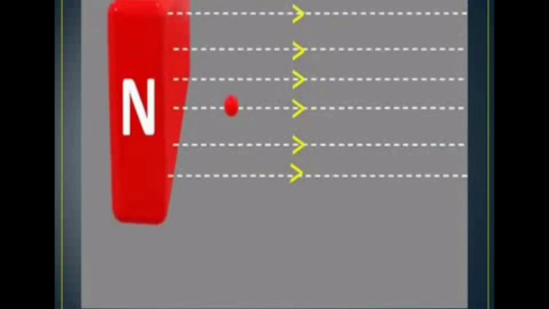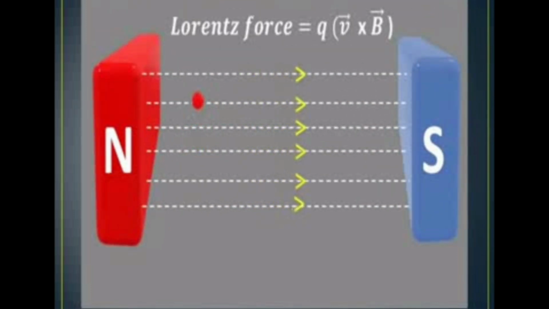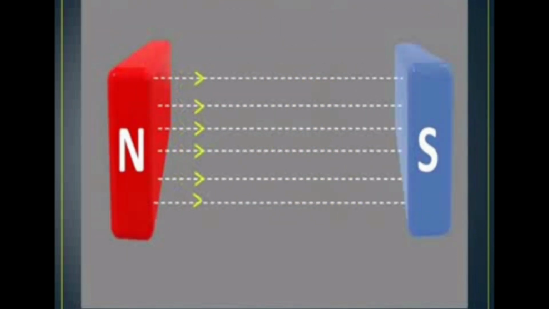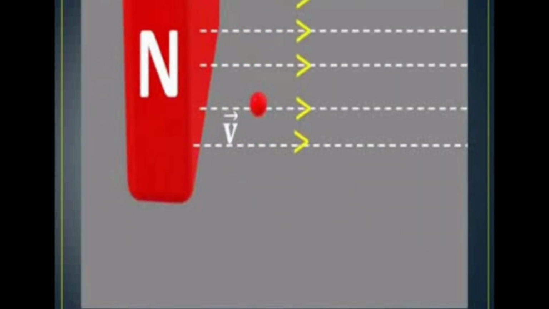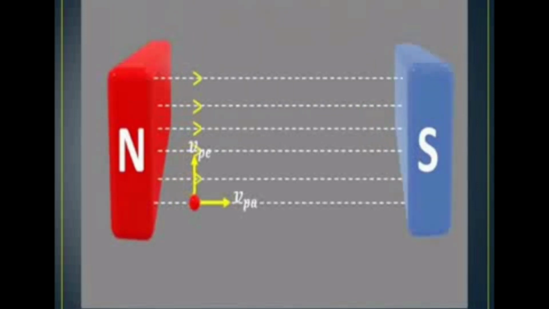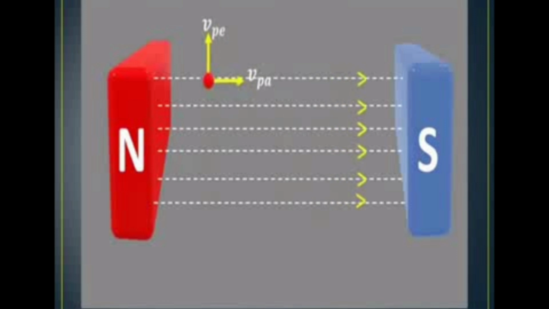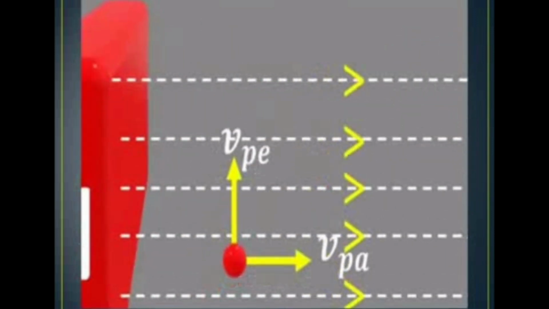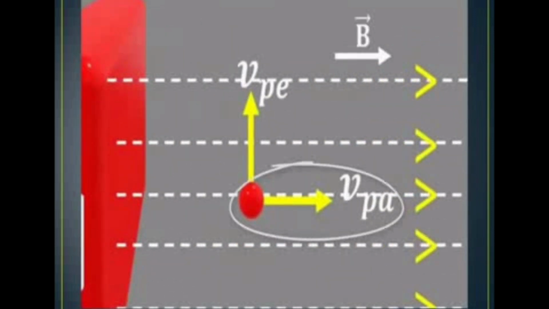So v is acting in one direction that is parallel to the field. It experiences the magnetic Lorentz force q equal to v cross b. V is velocity, b is magnetic induction. V is parallel to the field. So see that V perpendicular and V parallel. So that velocity is divided into two components. One component is parallel and one component is perpendicular.